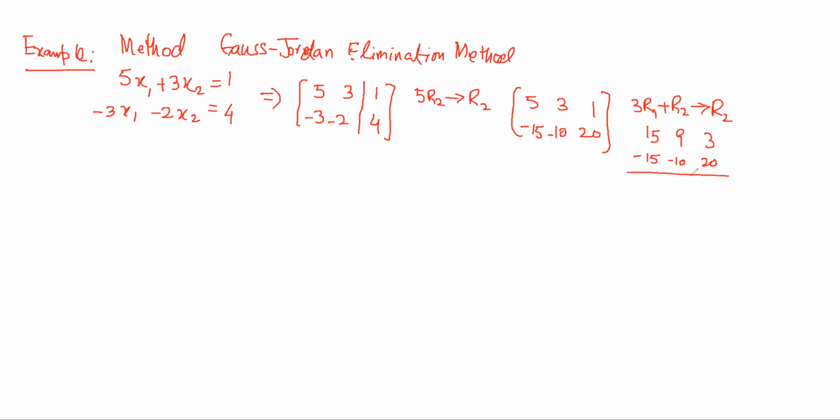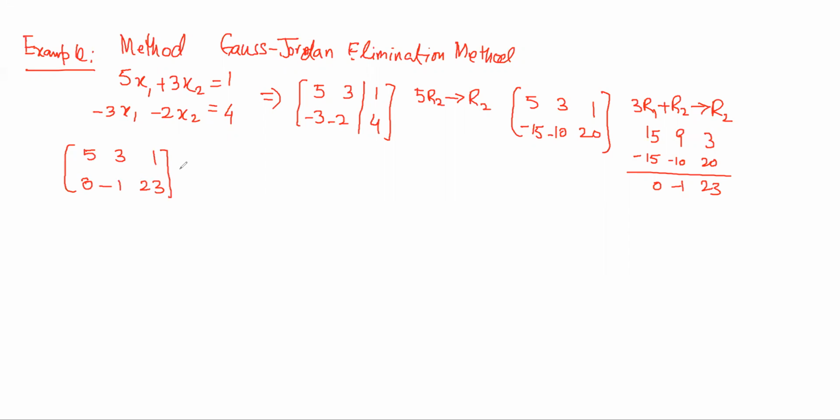So then it will be now 0 minus 1 and then 23. So the new 5, 3, 1, and then it will be 0 minus 1 and 23. So actually for Gauss elimination method, this is the step because this is already an echelon form.